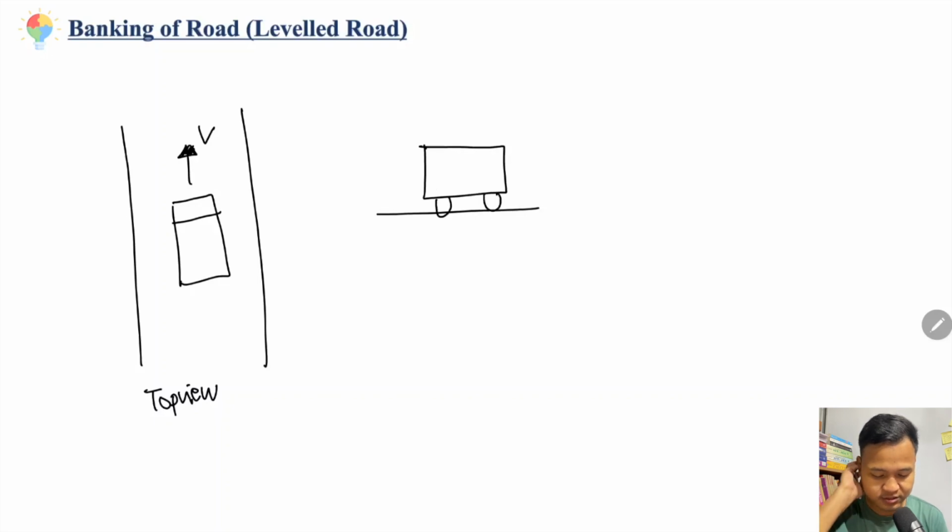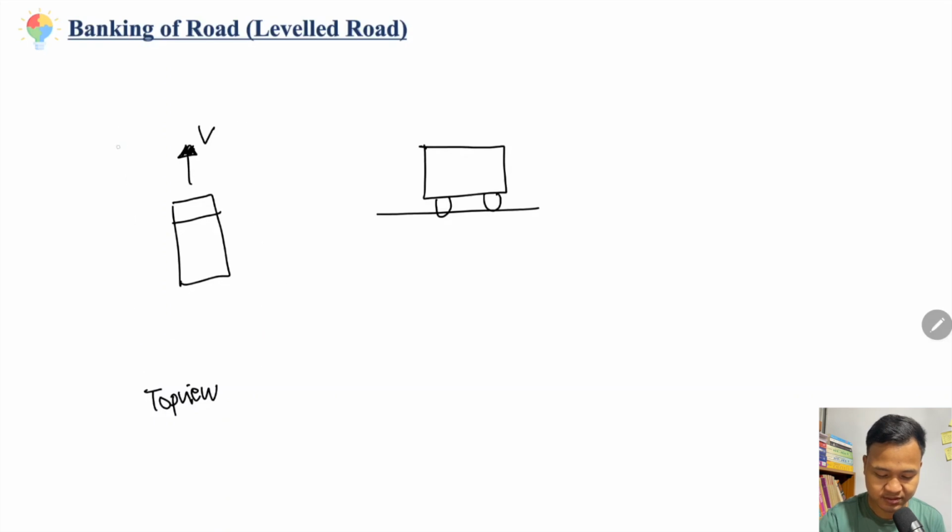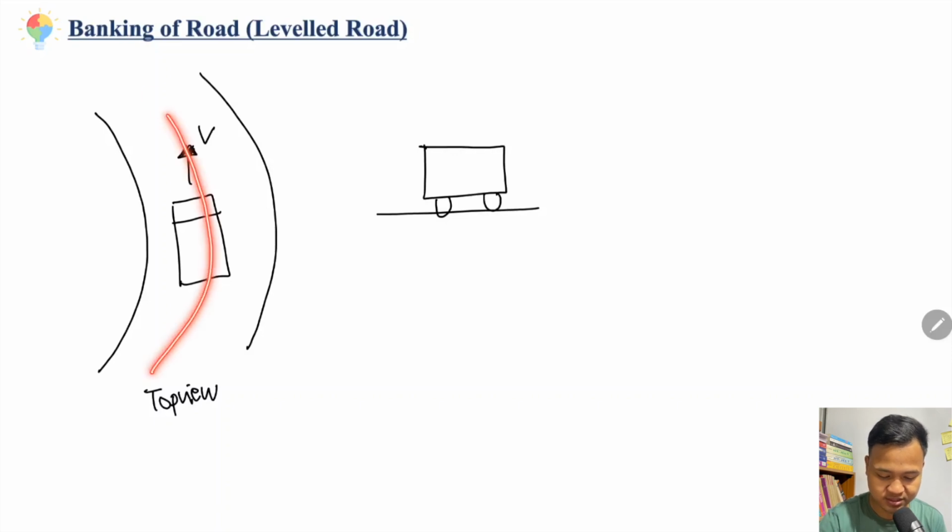Okay. So here see when the road is a curve. Suppose I have a curved road. So it goes like this. Okay. So the path is circular.